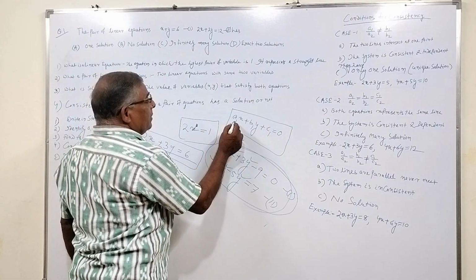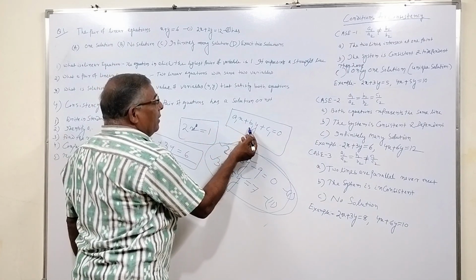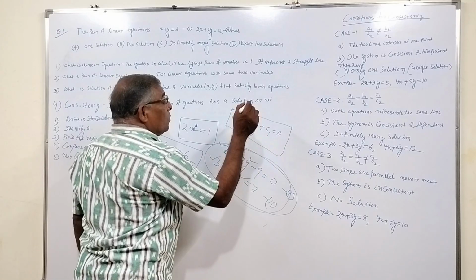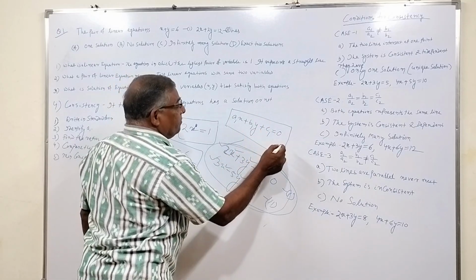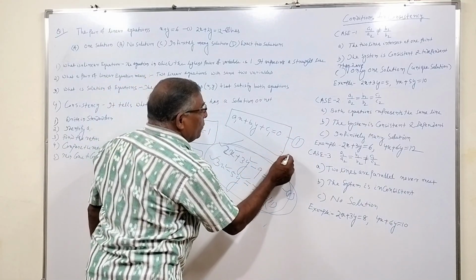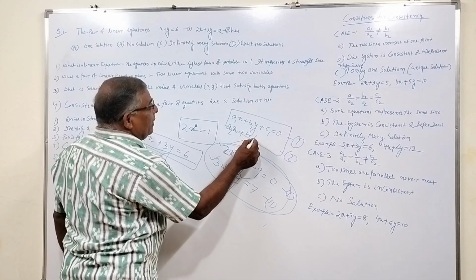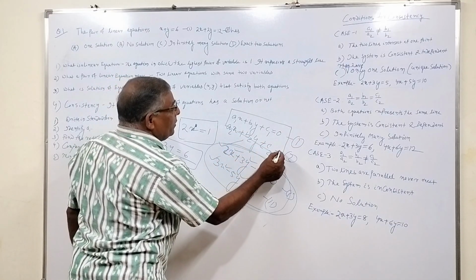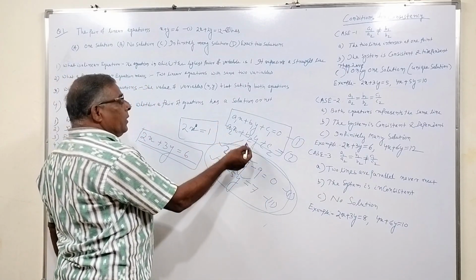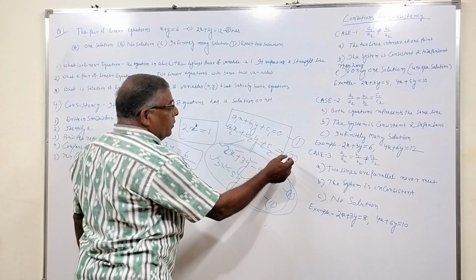a1 stands for the coefficient of x, b1 is the coefficient of y, and c1 is the constant term for equation 1. Like this, for equation 2, a2x plus b2y plus c2 equals 0. a2 is the coefficient of x, b2 is the coefficient of y, and c2 is the constant term of equation 2.